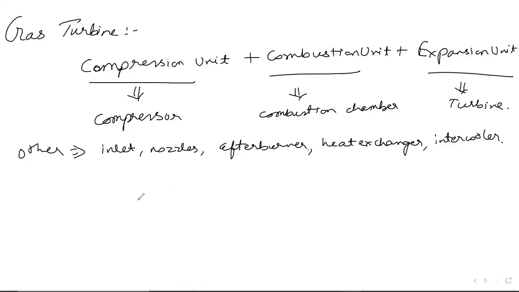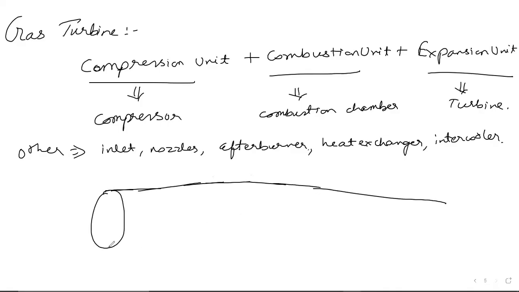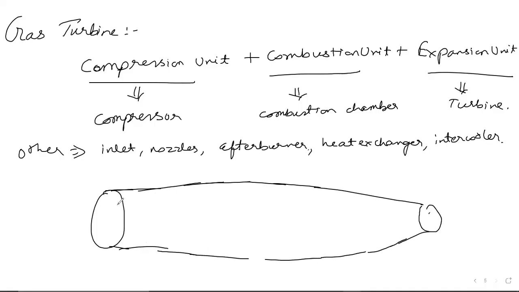So basically what's happening is, if I draw it, it will be something like this. Technically this is called the casing and this is the inlet. Sometimes it's also called the diffuser. Whenever you hear the word diffuser, that is basically the inlet. After the inlet, there is a thing called the compressor. Suppose the compressor is from here to here.